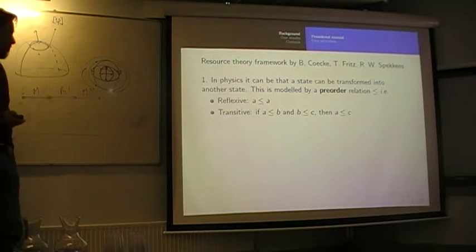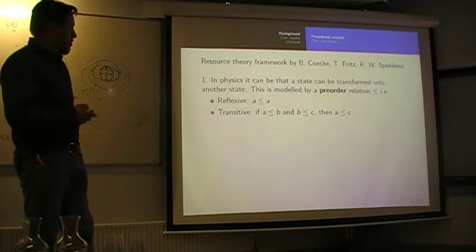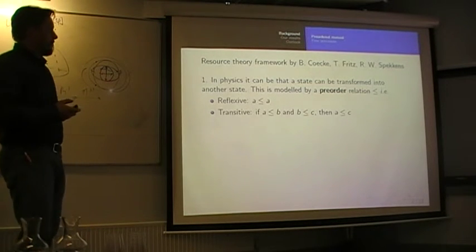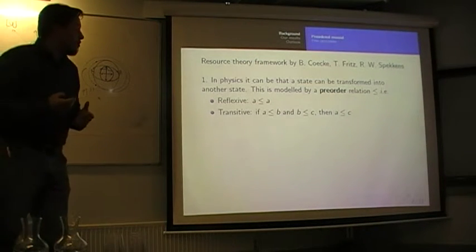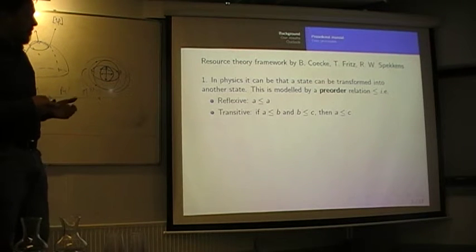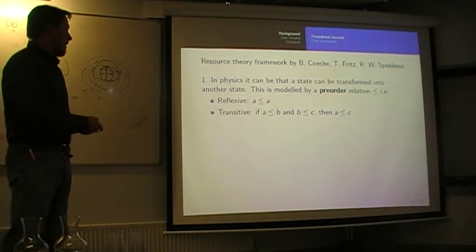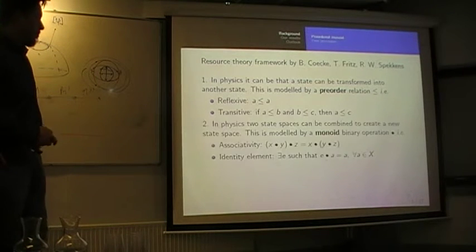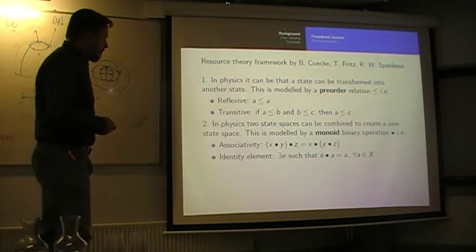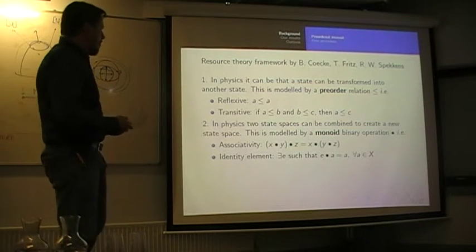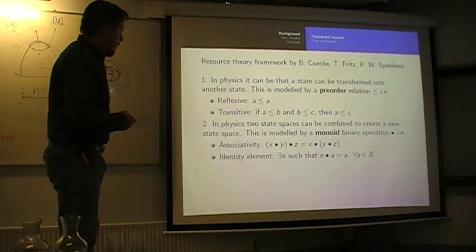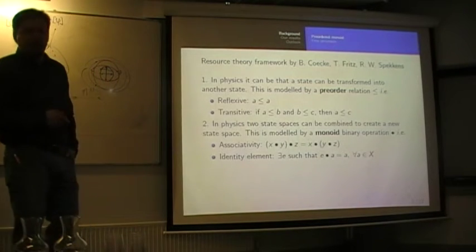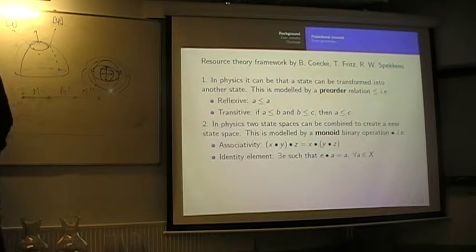And so, like an intuition, it can be considered as a fact of intuition that if you can transform one resource to another, A to B, and B to C, then you can transform A to C. And this is modeled by a pre-order relation. And the ability to combine, to create new states or new resources from existing ones, is modeled by a monoid in this theory.